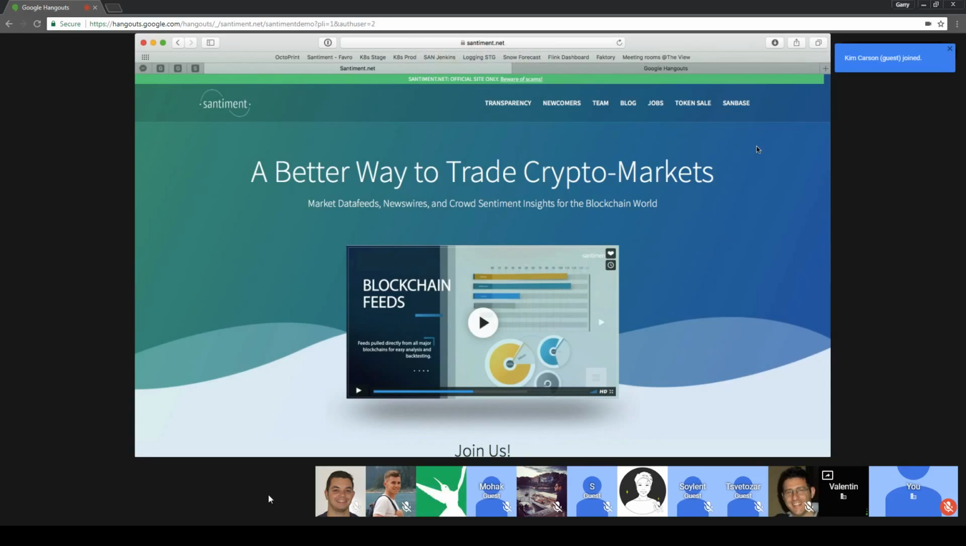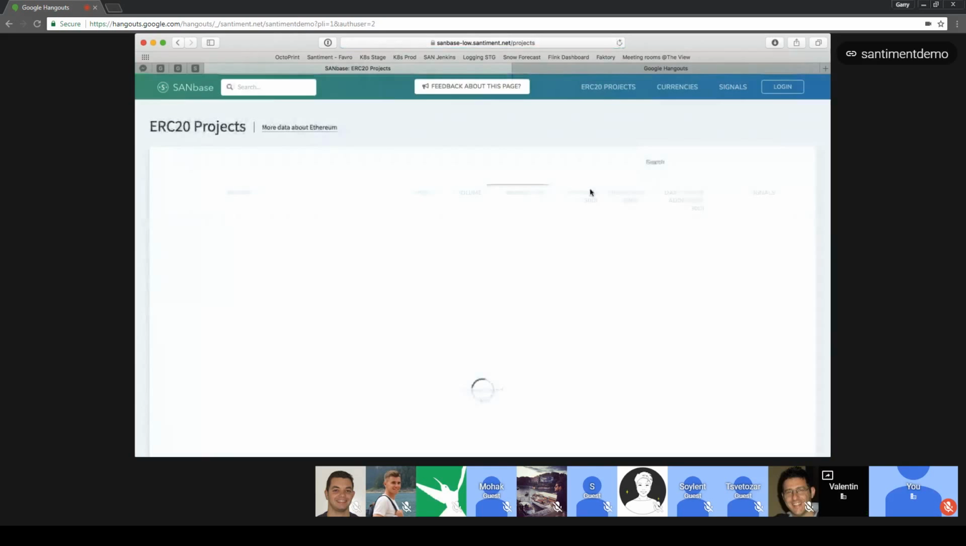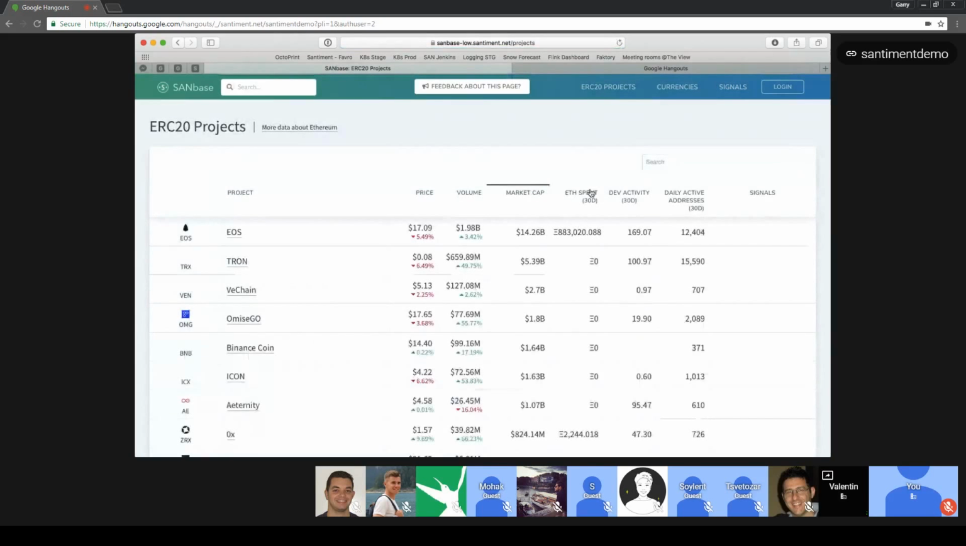Okay, so let's start with what we have right now on the website as free data feeds that we provide to everyone that comes to our website. Right now, when you go on sentiment.net, in order to access our free feeds, you need to click in the upper right corner, this little link. We are actually in the process of redesigning the website, so this will be much more visible in the new design. When you click on SANbase, you're going to open the so-called SANbase project, where we put data feeds that are free right now for everyone to access.